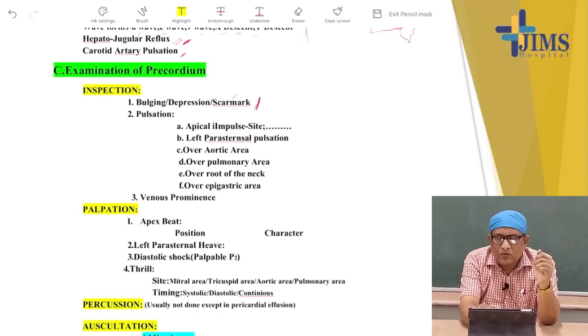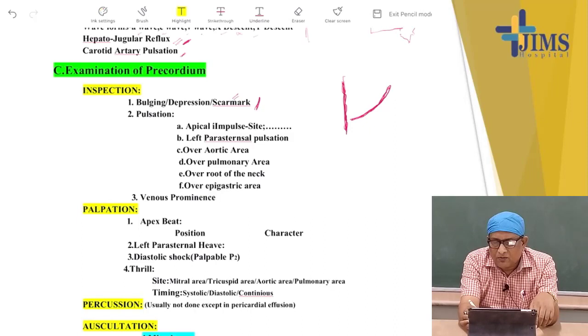And we have to look for any scar marks present. If a patient has had an operation, there may be sternal scar marks from sternal dissection, particularly for CABG or other operations. Previously, there was a scar mark over the intercostals for mitral valvotomy or like that. So if there are such scar marks, we may find whether the patient has undergone any operation or not. So, any scar mark, depression, bulging.